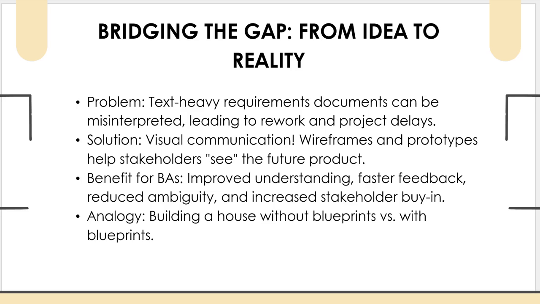The solution is visual communication: wireframes and prototypes help stakeholders see the product in the future. They understand how the product or features will look, what business problems get solved, where we put the menus, where we show the data, and what the UI/UX looks like. The benefits for the BA are improved understanding among all stakeholders, faster feedback, reduced ambiguity and increased stakeholder buy-in. It helps stakeholders get a feel for the product, increasing their interest in that product or function.